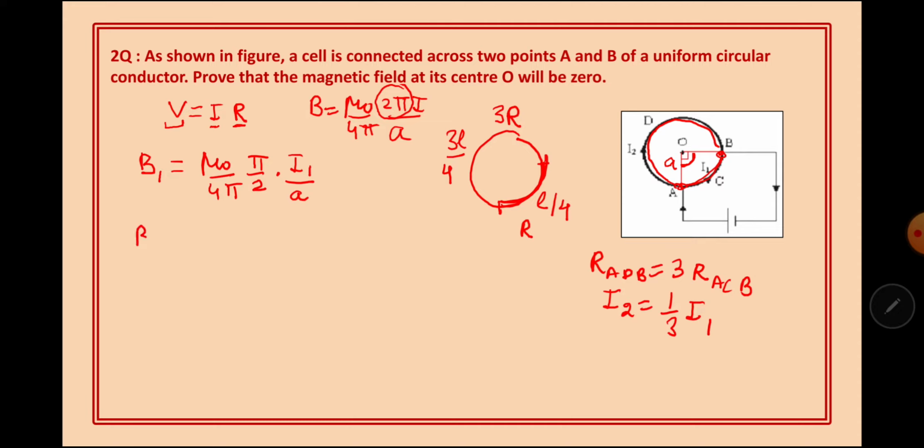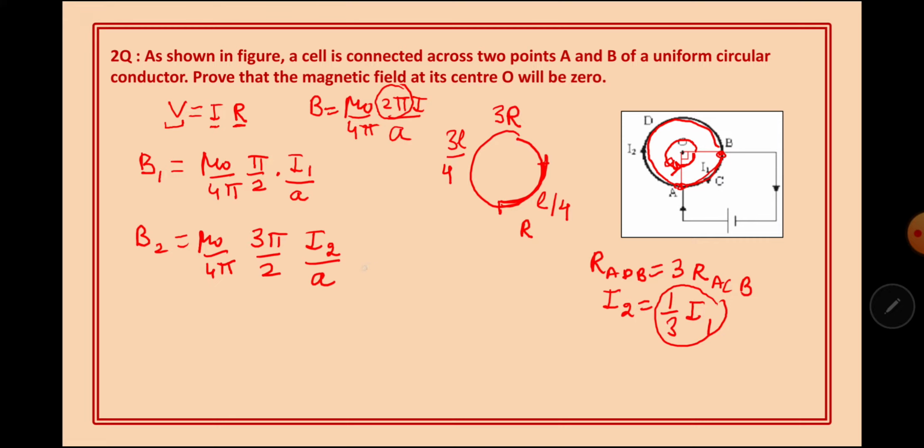And for the remaining portion, the magnetic field will be equal to mu naught upon 4 pi. And for the remaining portion, I know the angle is 270 degree or 3 pi by 2. So angle will be 3 pi by 2 into current, that is I2 divided by A. Now what we already know is that I2 is equal to 1/3 of I1.